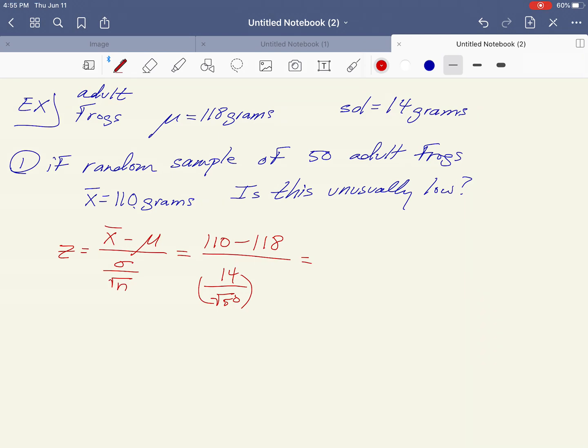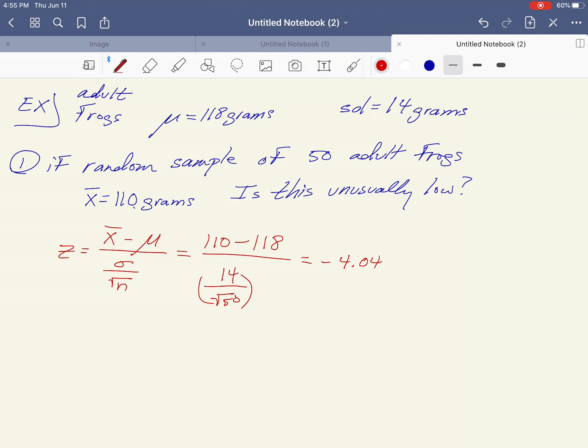Okay, here I see that, wait a second, there's no way. I need to put parentheses on top of this fraction. Be sure you do that when you're calculating also. Okay, I'm getting a z-score of negative 4.04 if I round to 2 decimal places.